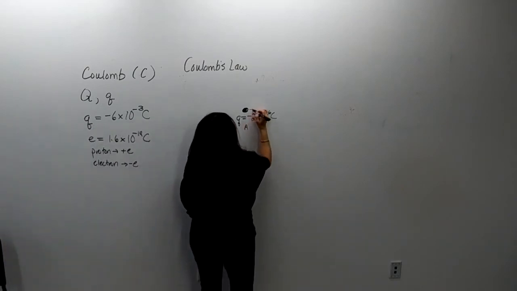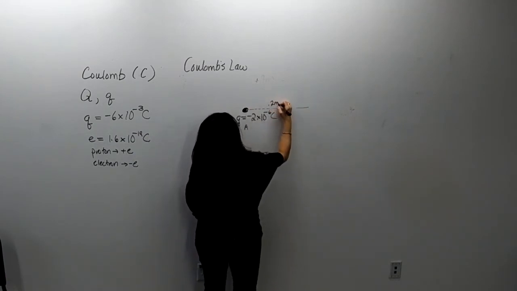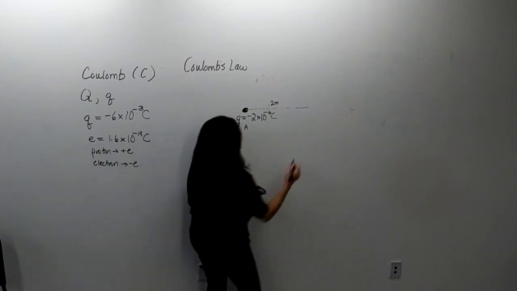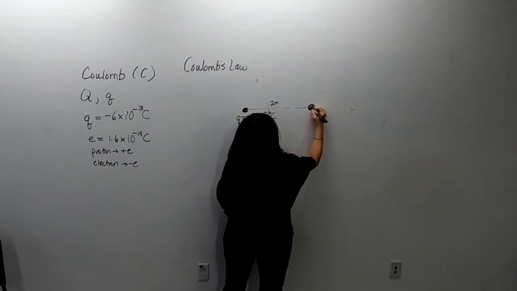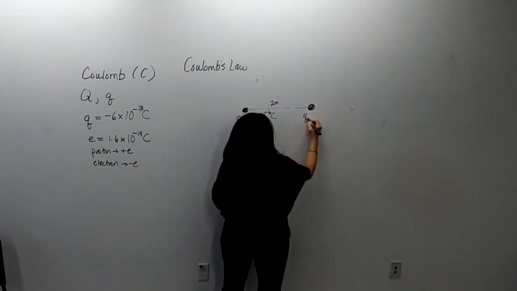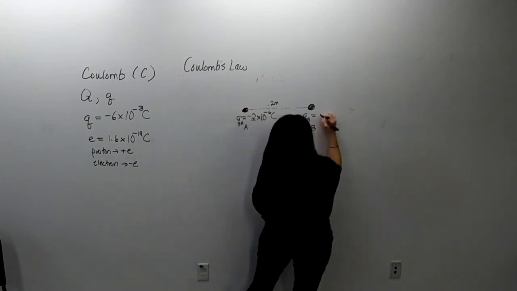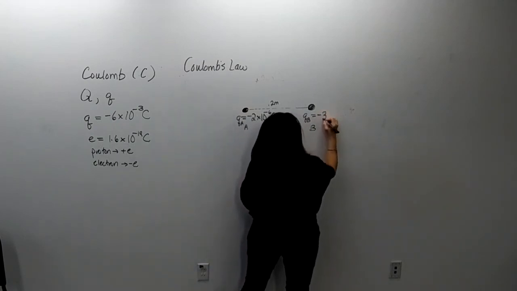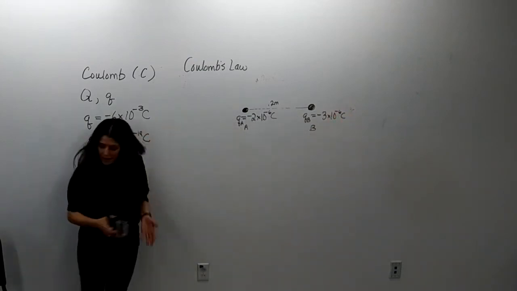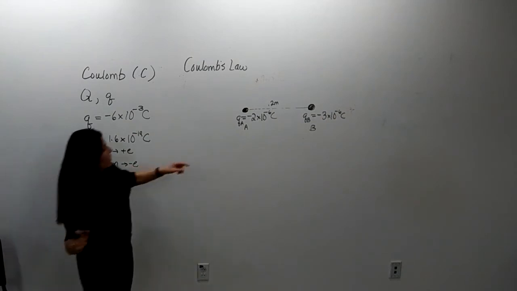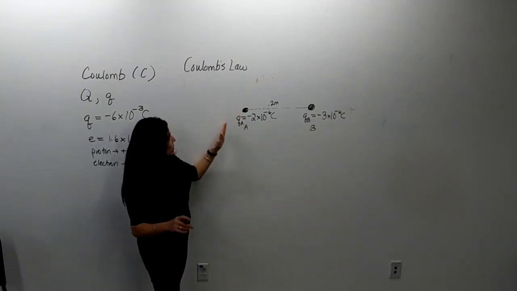Now let's say somewhere over here, a distance of 0.2 meters away, so like 20 centimeters, I have another charge, and it's also negative. It's QB at point B, and QA is at point A. Let's say QB is -3 times 10 to the -6 coulombs. And let's say I'm interested in the force on QA. Which way is QA going to go? So which way would QB push QA?